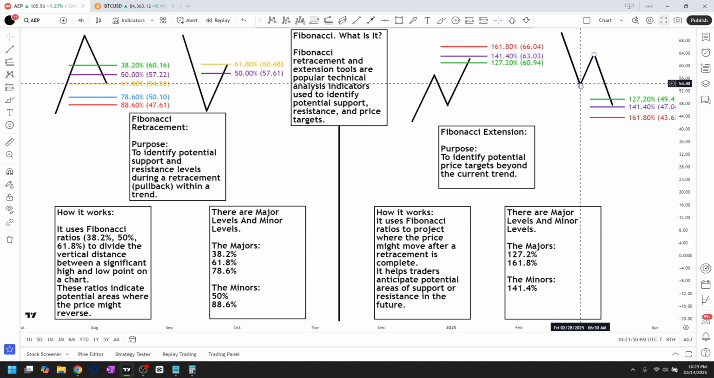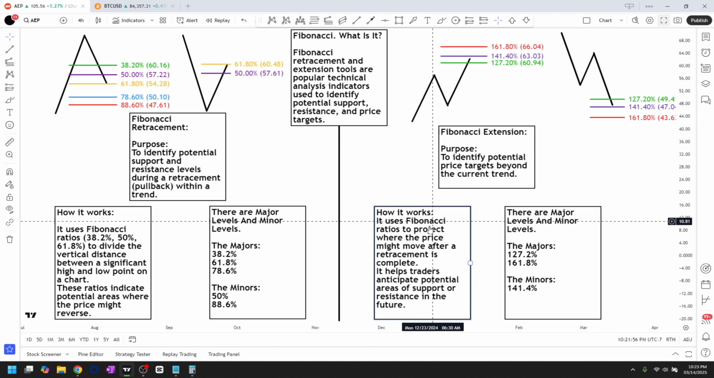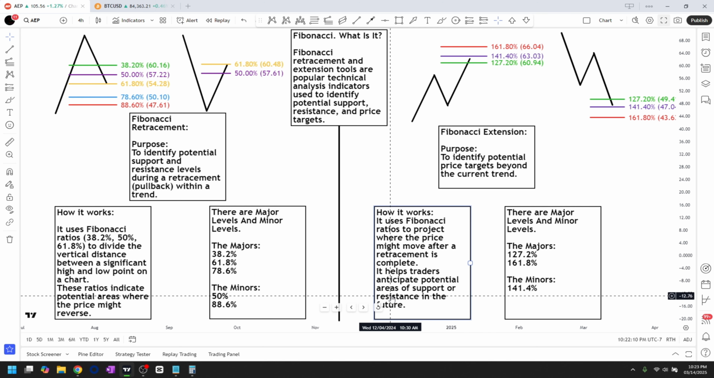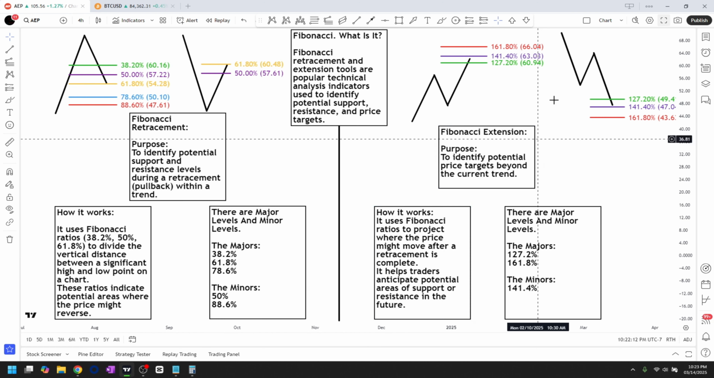It's almost like a cheat code. Really, I call it my sword. Both of them, it's the sword, especially on the extension side. But project where price action might move. Okay, so it doesn't always happen, but this is going to allow you to project and kind of get close. After a retracement is complete, it helps traders anticipate potential areas of support or resistance in the future.